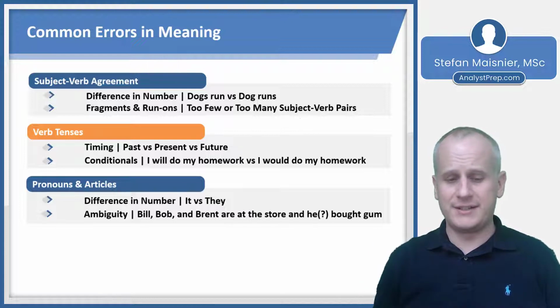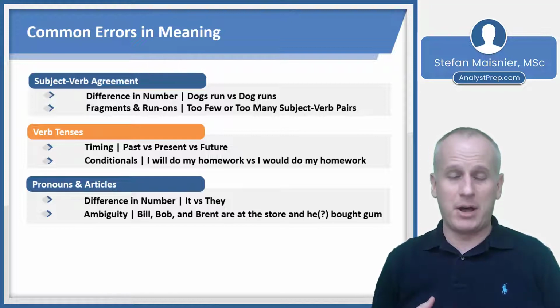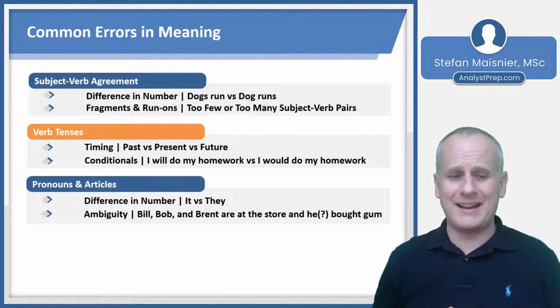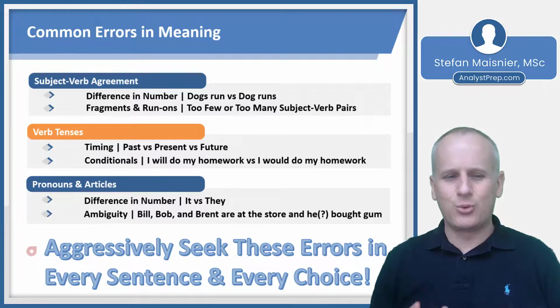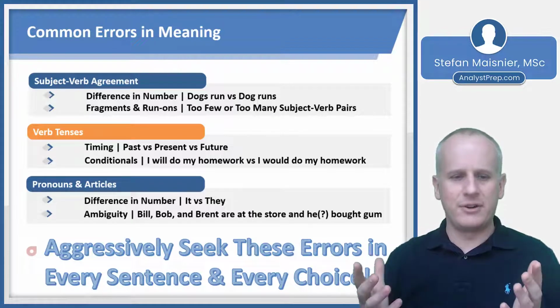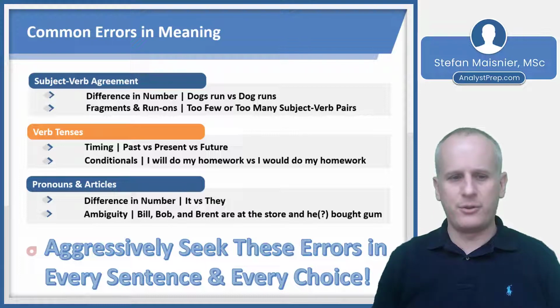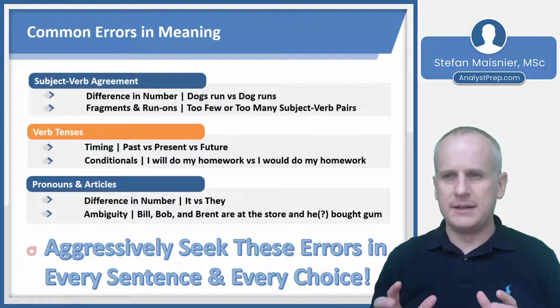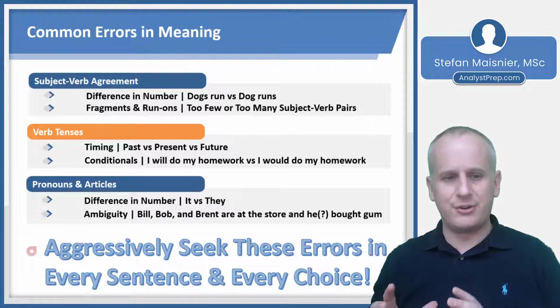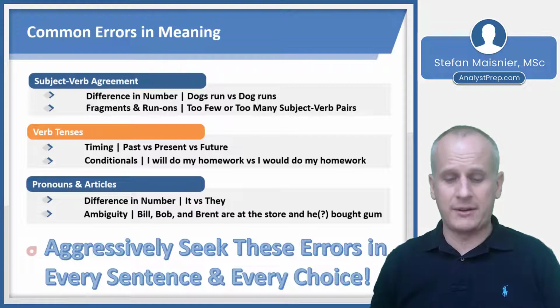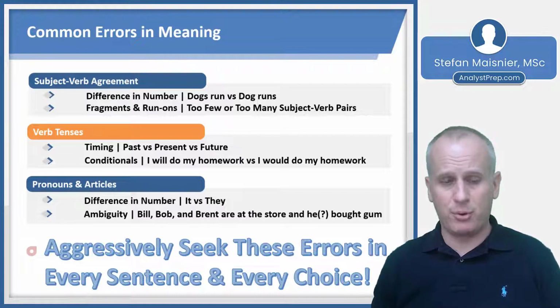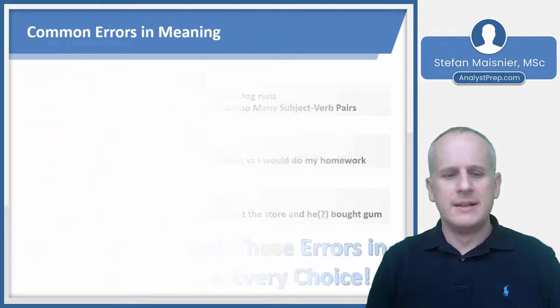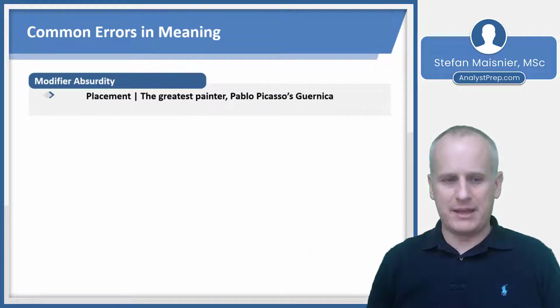And this can also illustrate itself in a sentence kind of like what we have on the screen. Bill, Bob, and Brent are at the store and he bought gum. Well, who is he? We don't know, and you cannot have ambiguous statements like that on the exam. So you want to aggressively seek these three errors in every sentence and in every choice, because these are the ones that you can track back to the non-underlined portions of the sentence to make sure that you're definitively certain that they are right or not right based on how they have to match to those portions that we know we cannot change. Then we go to our more meaning-based issues.